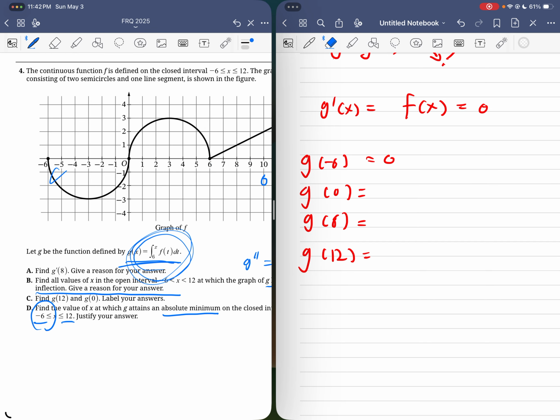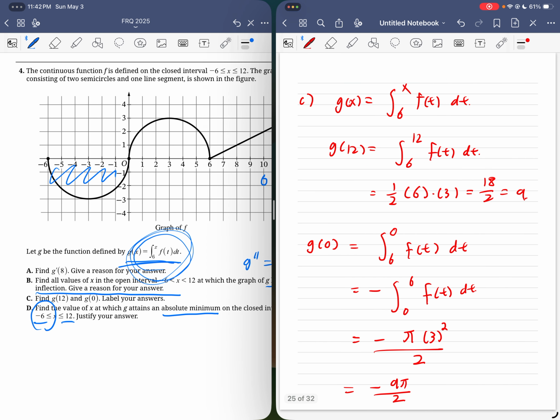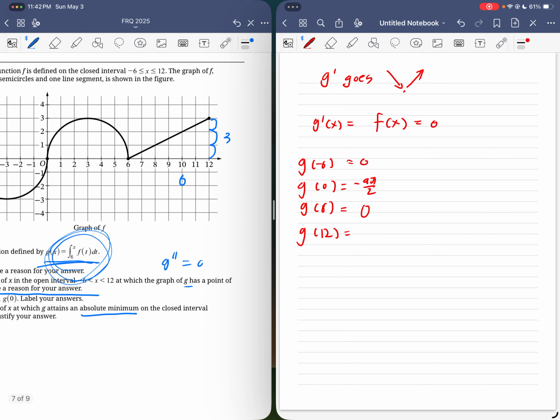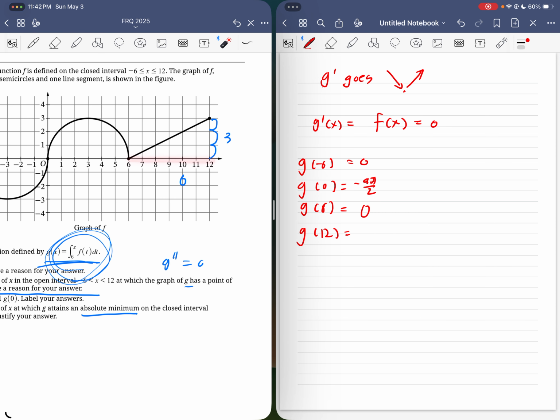So here, the area under the curve from -6 to 0 is going to be negative 9 pi over 2. How do we know? We already got it from here. Do you see g of 0 here? It's going to be negative 9 pi over 2. Now g of 6. This is a semicircle, so here to here is negative 9 pi over 2, and here to here is positive 9 pi over 2. So this plus this will become 0. And here to here, we already got this, which is going to be 9.